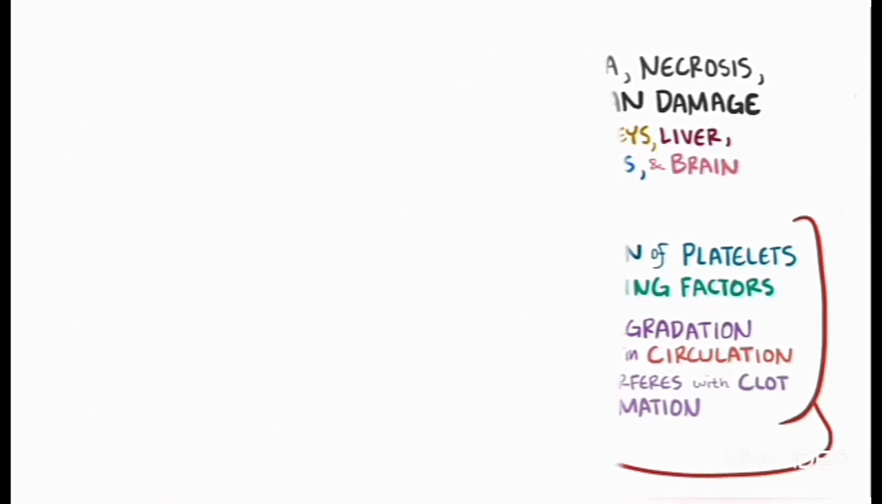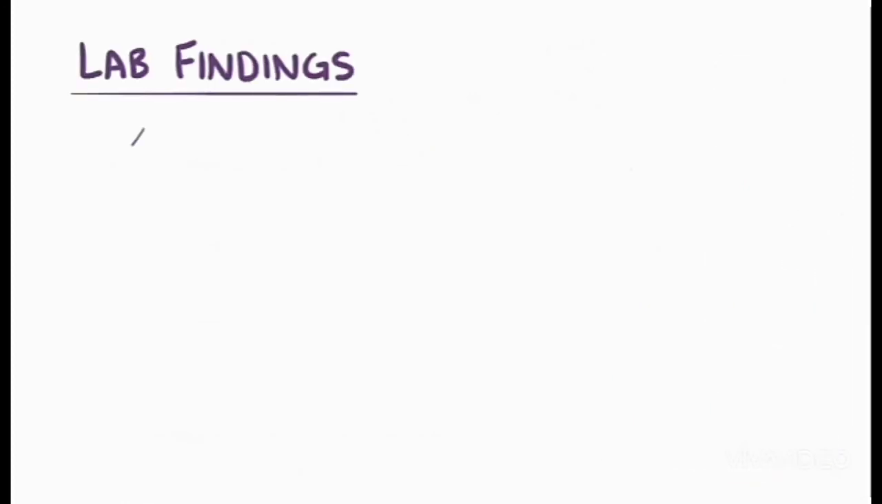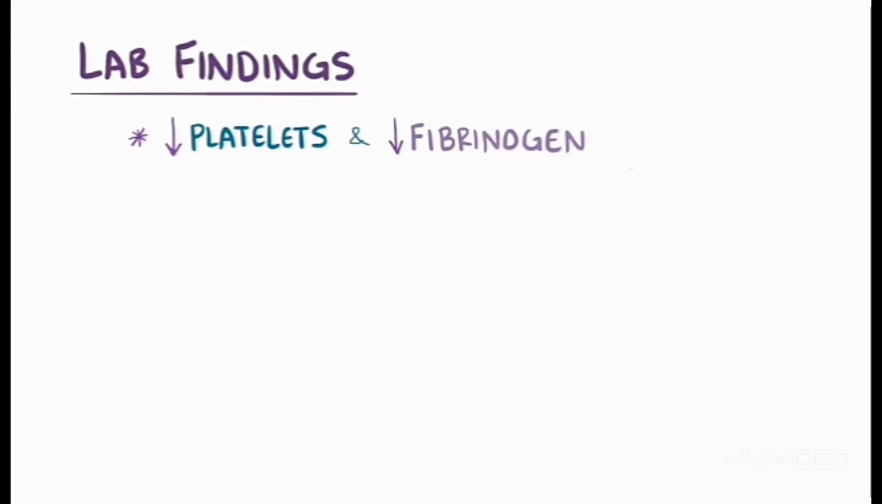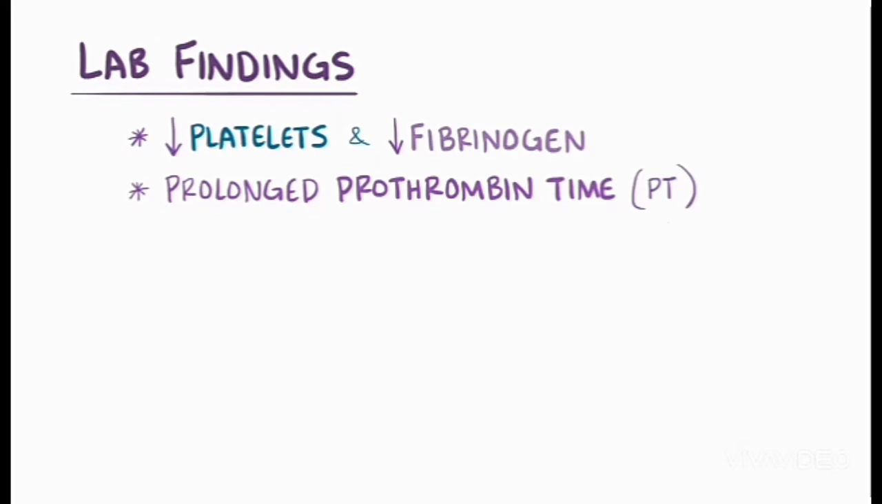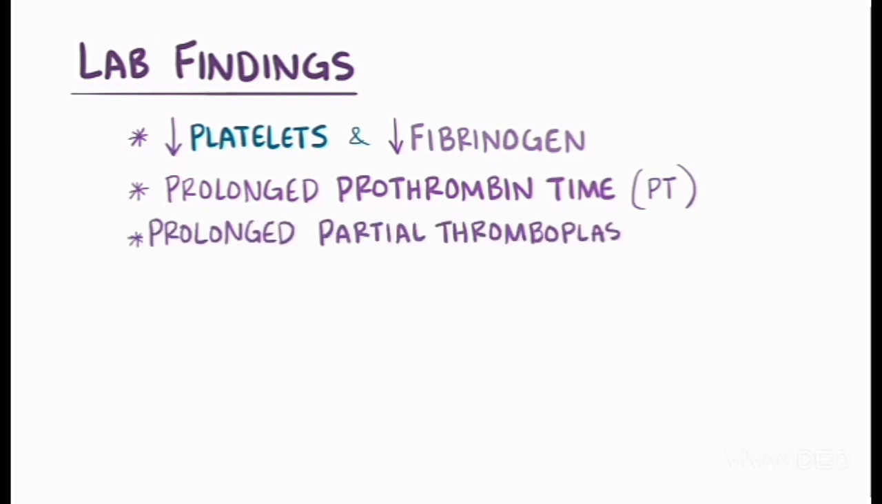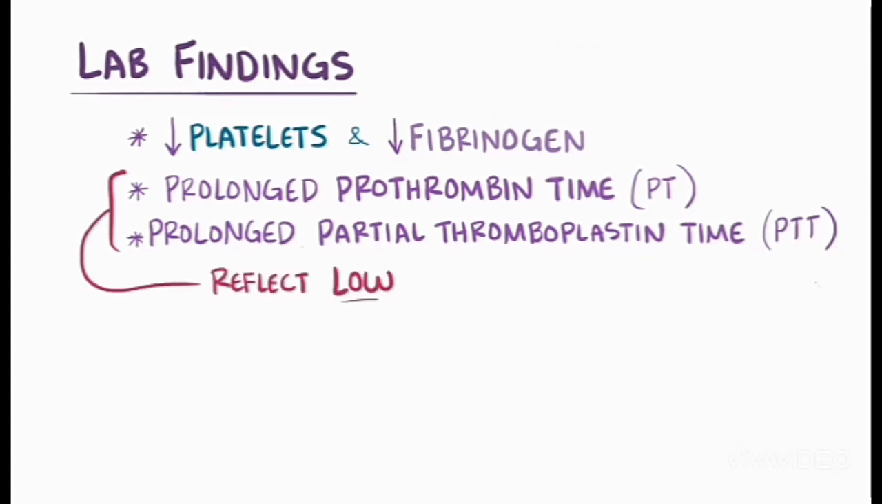Now moving onwards, the diagnostic evaluation or lab findings are: first, decreased platelets and decreased fibrinogen protein, and prolonged prothrombin time, that is PT, and prolonged partial thromboplastin time, that is PTT. These two reflect the low circulating coagulation factors in the blood sample.